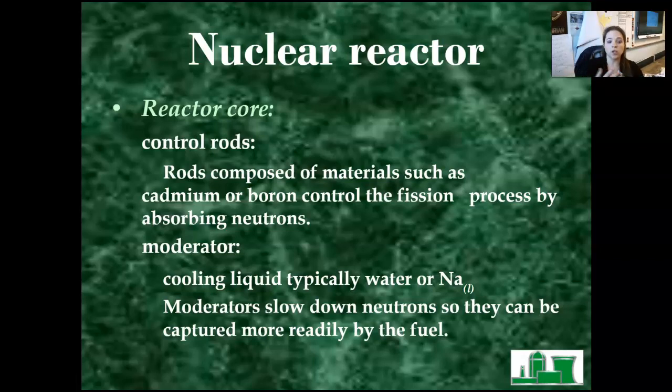All right, so then you have a moderator. A moderator is a cooling liquid. It's either water or liquid sodium. These moderators slow down the neutrons so that they can be captured more readily by the fuel. You don't want them going around kind of like Alvin and the Chipmunks when they have lattes, zooming all over the room. You don't want that. You kind of want to slow them down and have them go where they need to go instead of everywhere.